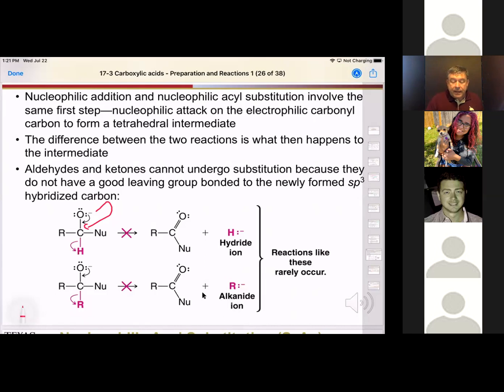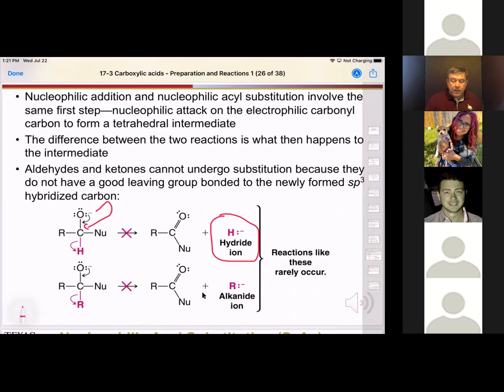In the case of an addition across something like an aldehyde, a possible leaving group is the hydride ion, which is a very bad leaving group. It's very basic. It doesn't want to leave. It doesn't want to be an anhydride. In fact, it's a nucleophile. It would rather be a nucleophile than a leaving group.